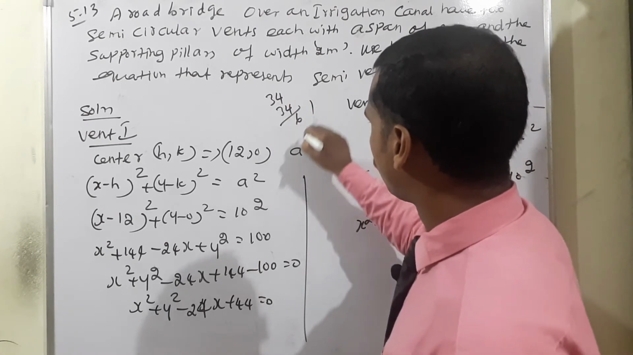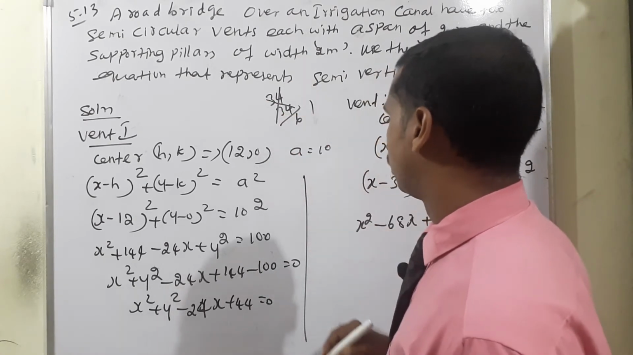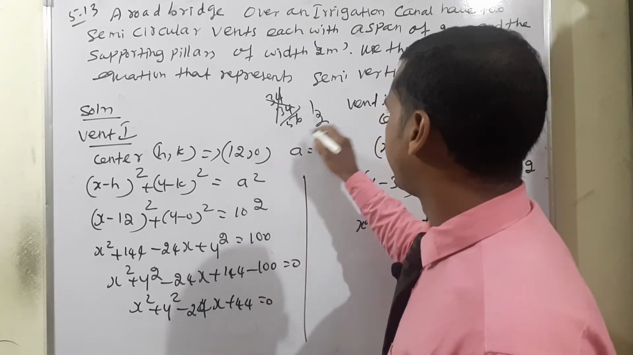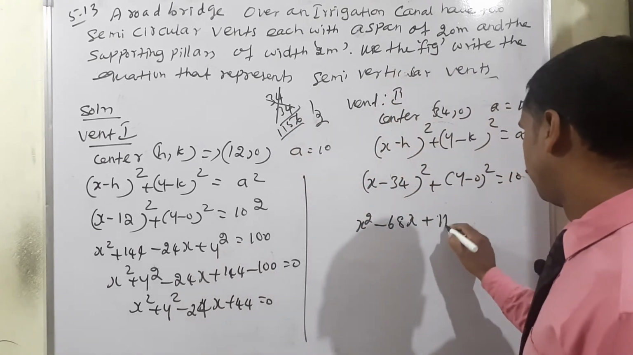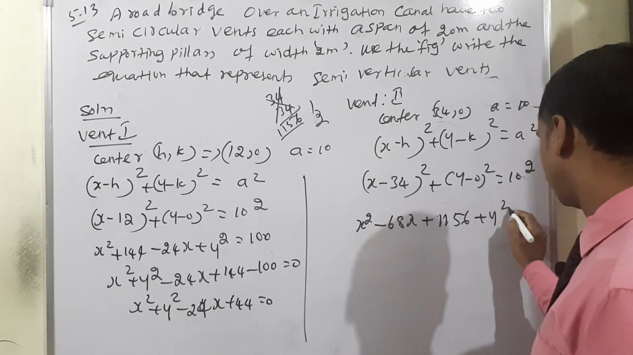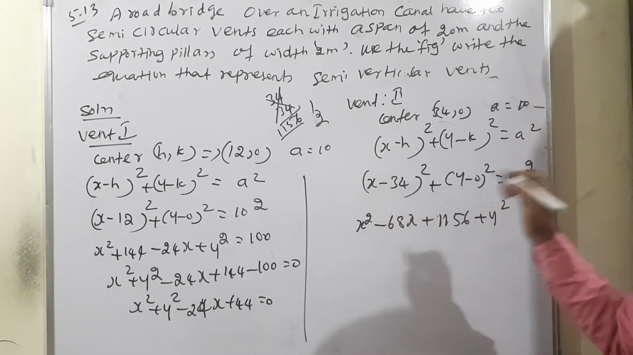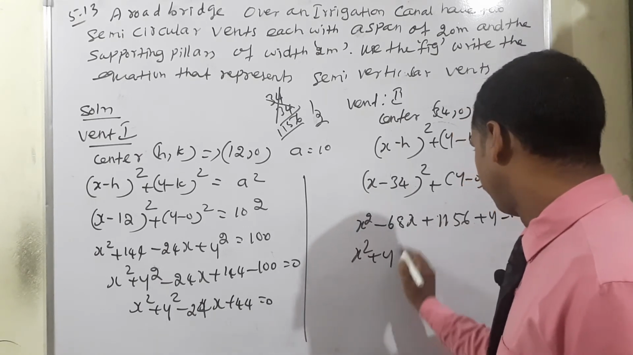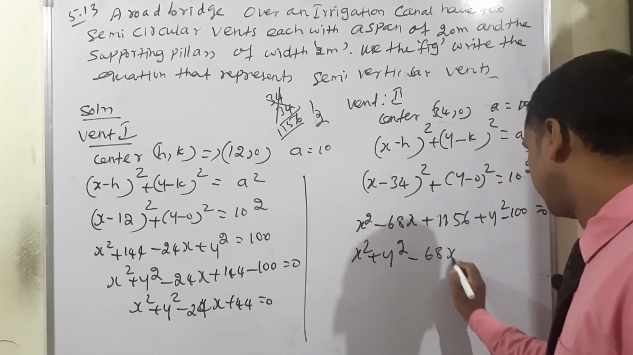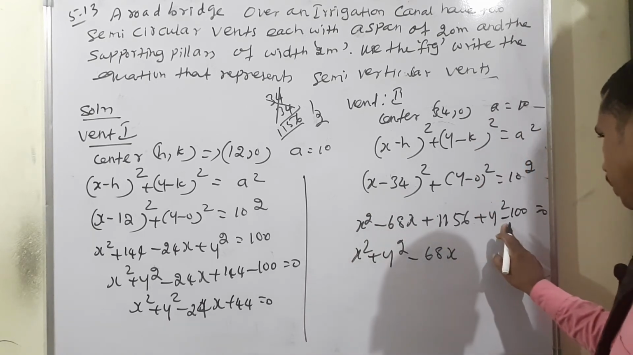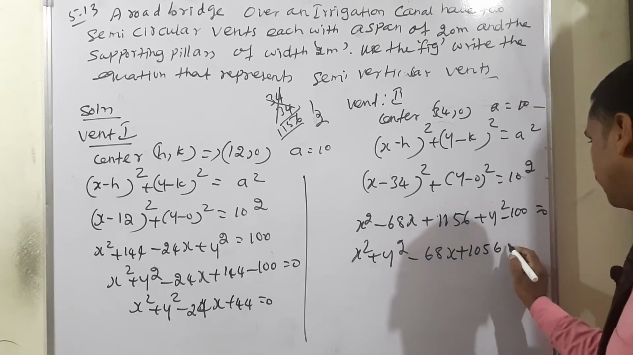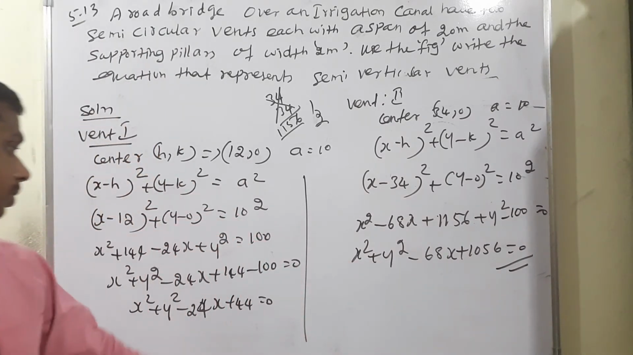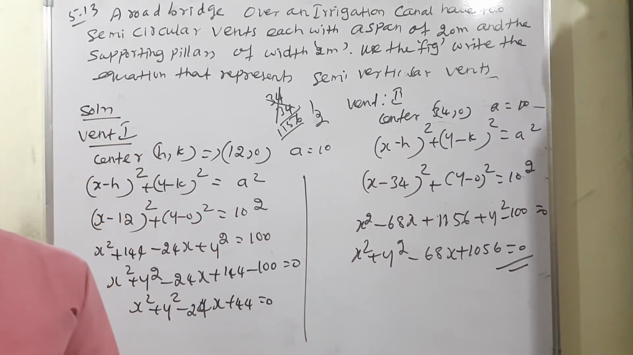34 into 34: 4 4s are 16, 3 4s are 12, 3 4s are 12. Definitely 12 plus 12 is 24, 24 plus 1 is 25, 3 3s are 9, 9 plus 2 is 11, so 1156. So 1156 plus y square, and 10 square means 100, bringing it to the opposite side, minus 100, is equal to 0. Now x square plus y square minus 68x plus 1156 minus 100, which is 1056, is equal to 0. This is the vent 2 answer. So the answer is over. I am moving to exercise 5.1.